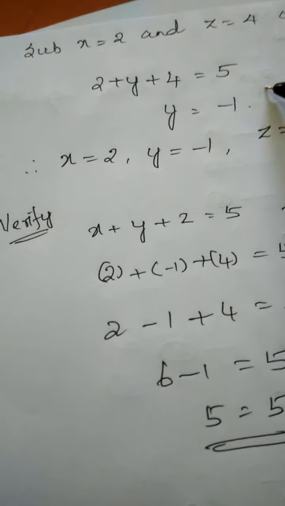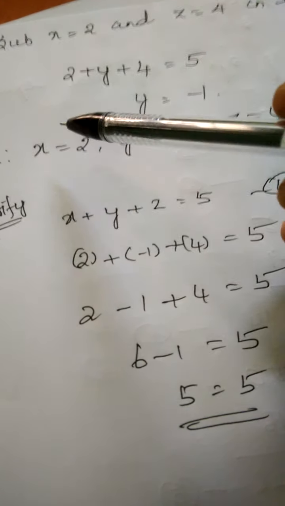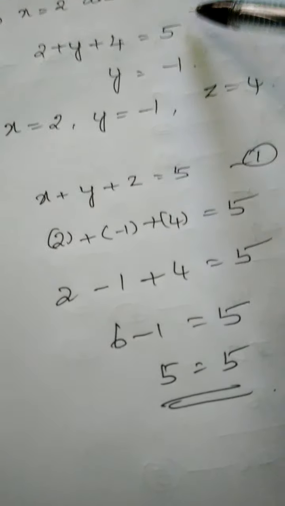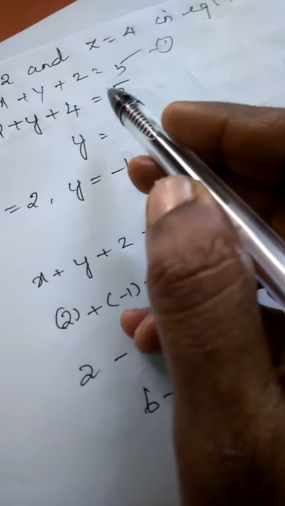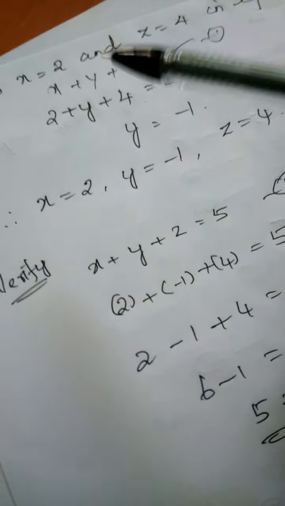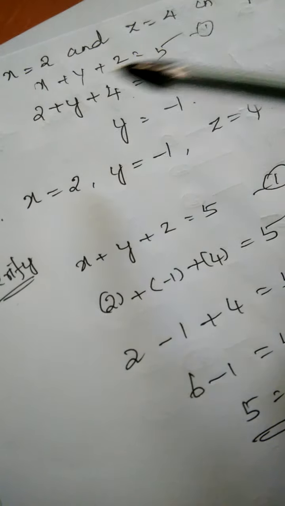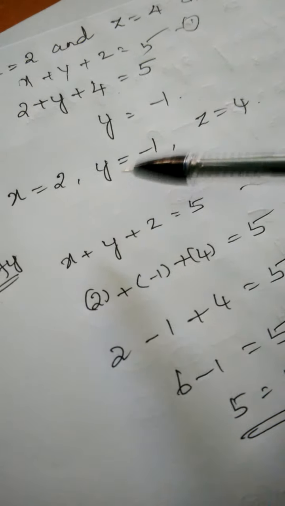Already you know that equation number 1 is x plus y plus z equal to 5, isn't it? y equal to minus 1. How will you get this value? Instead of x put 2, and instead of z put 4. Equation number 1 is x plus y plus z equal to 5, correct? You have to substitute this x value and z value in equation number 1. You will get 2 plus y plus 4 equal to 5, so y equal to minus 1.